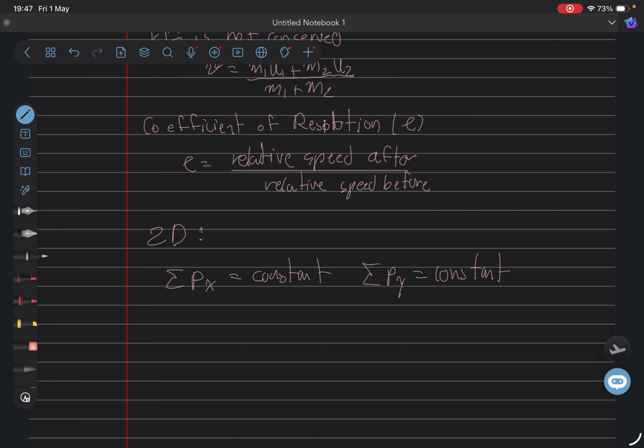So you're going to have to split it into components like vx equals v cos theta, and vy equals v sin theta. And basically, that's just about it for collisions. Thank you.